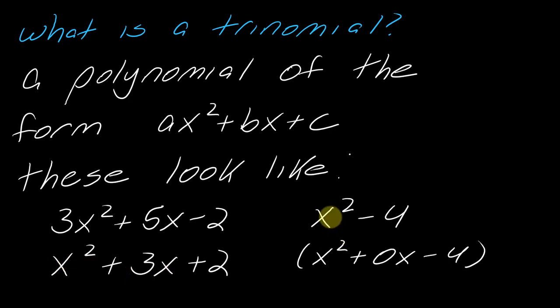Okay, check out this one. x squared minus 4. So this technically falls into this format. So in the back of our minds, the b would just be equal to 0. So x squared minus 4 is the same as x squared plus 0x minus 4, so we just write x squared minus 4. So the next thing that we're going to talk about is factoring things that look like this.